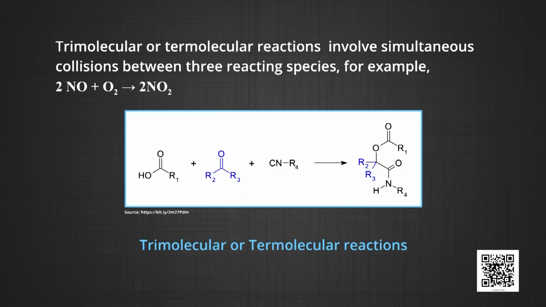Now, trimolecular or termolecular reactions involve simultaneous collision between three reacting species. For example, 2 moles of nitric oxide react with 1 mole of oxygen to give 2 moles of nitrogen dioxide. The probability that more than 3 molecules can collide and react simultaneously is very small. Hence, reactions with molecularity 3 are very rare and slow to proceed. It is therefore evident that complex reactions involving more than 3 molecules in the stoichiometric equation must take place in more than one step.